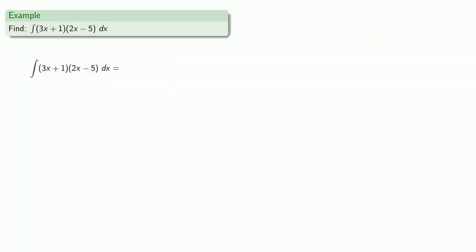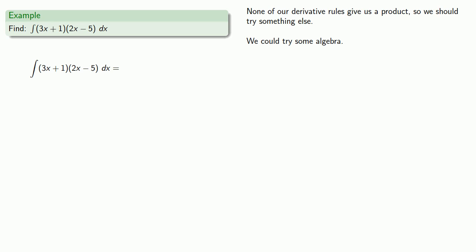Or let's look at another antiderivative. This is a product. And unfortunately, none of our derivative rules give us a product. Remember, even the product rule gives us a sum. So we should try something else. We could always try some algebra. This is a product and we can multiply out. And so instead of trying to find the antiderivative of a product, which we have no rules to handle, we can instead try to find the antiderivative of 6x squared minus 13x minus 5.